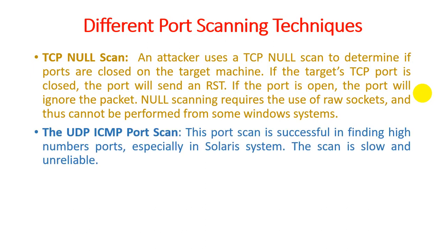Next is the UDP ICMP port scan. This port scan successfully finds a high number of ports, especially on a Solaris system. The scan is slow and unreliable. It is one such technique because UDP often works on wireless networks, and if a system or technique works on wireless technology, it can never be relied upon, because there is no guarantee that the scan result is accurate or not.